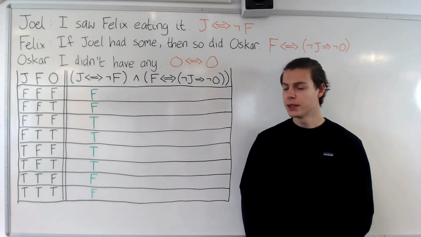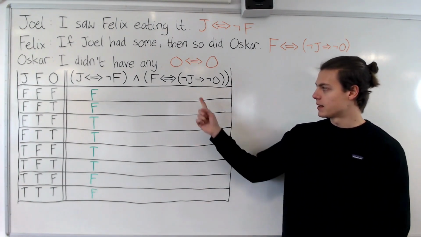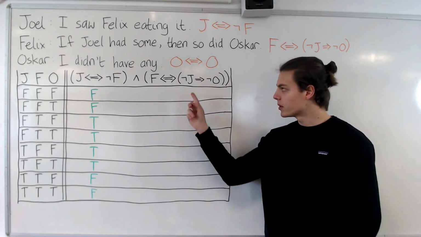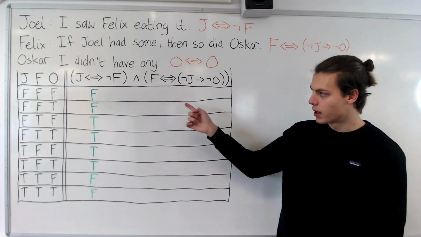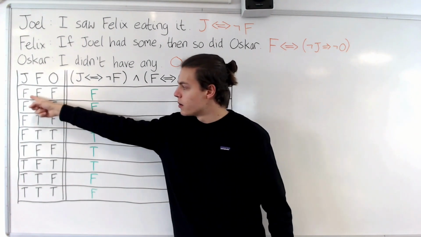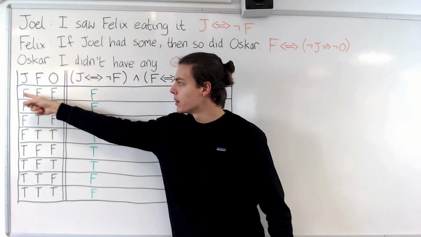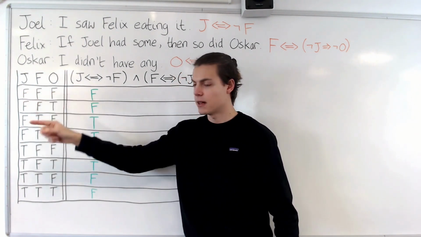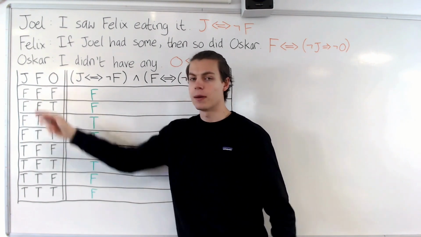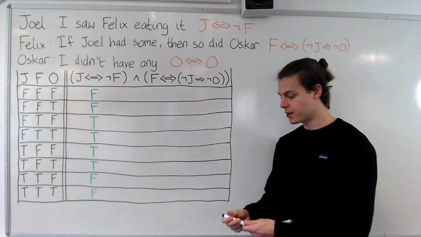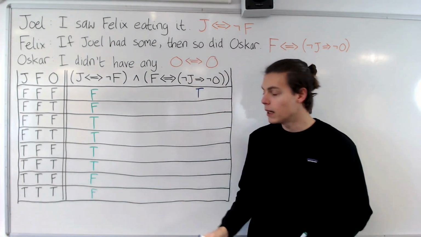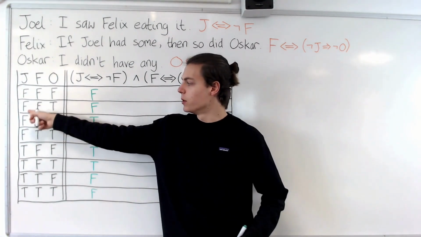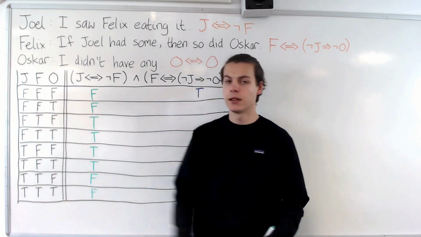That's pretty straightforward. Now let's look at this implication. Not J implies not O. So looking at our first row, not F, so true, implies not F, so true. Does true imply true? Yeah, that's true. Okay. Does true imply false? No.